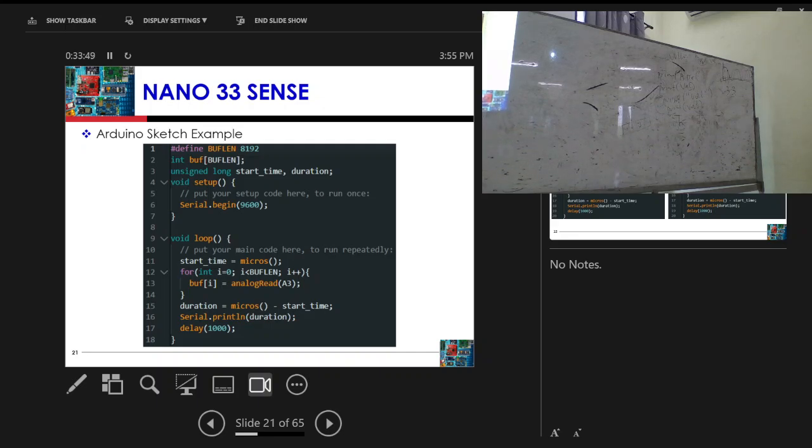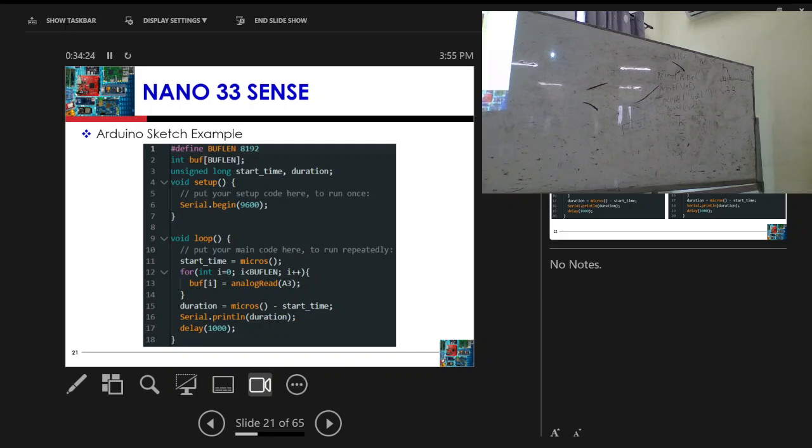So let's go into it quickly. What we are doing is that micros start time again. Please pay attention. Start time is equal to micros. What do you think this is doing? What do you think the micros library does? How does it calculate the time?